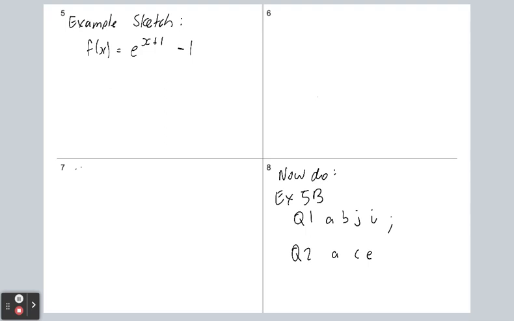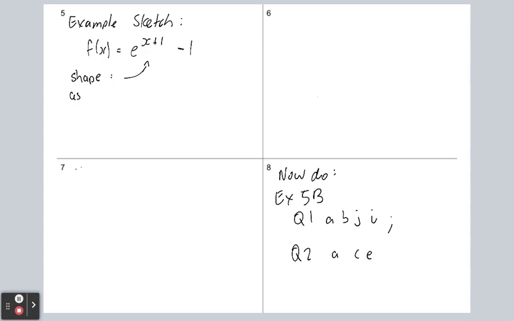f of x equals e to the power of x plus 1, minus 1. I didn't draw the parent or the base graph in. You should know what a base graph of a to the x looks like anyway. So what we're doing now is we're going straight into a sketch, and we'll follow our usual methodology. So first of all, we'll go with shape. There's no reflection here, so we know the shape is going to be going up like that, right?